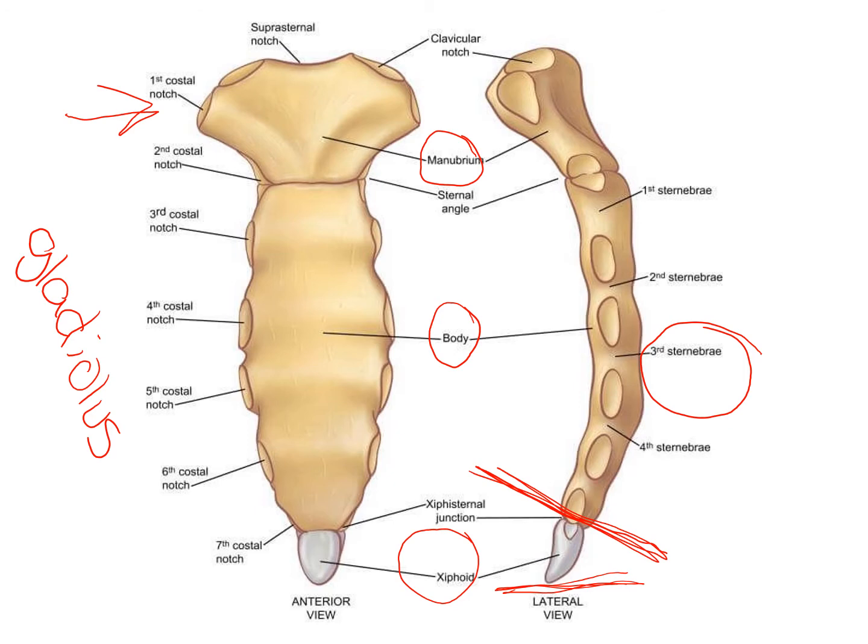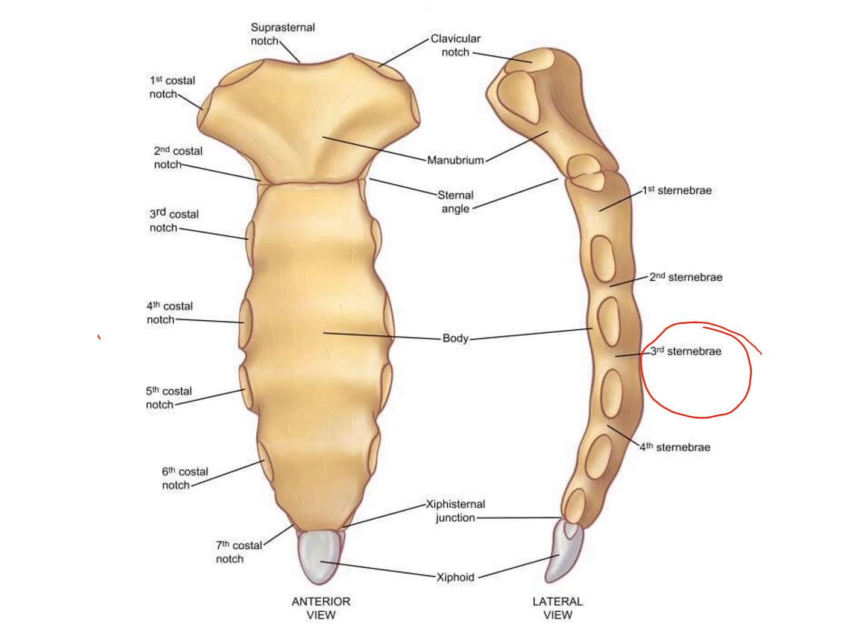But the sternum is what we commonly call the breastbone. And again, it is made up of 3 different parts. You have the top part, which is called the manubrium or the handle.